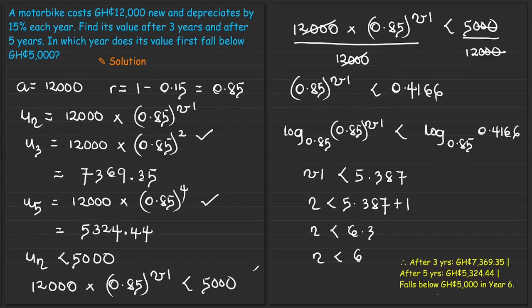So we can then conclude by saying that, therefore, after 3 years, the amount he's getting is 7,369.35. After 5 years, it has also reduced. So now we have 5,324.44. Then it falls below 5,000 in the 7th year.